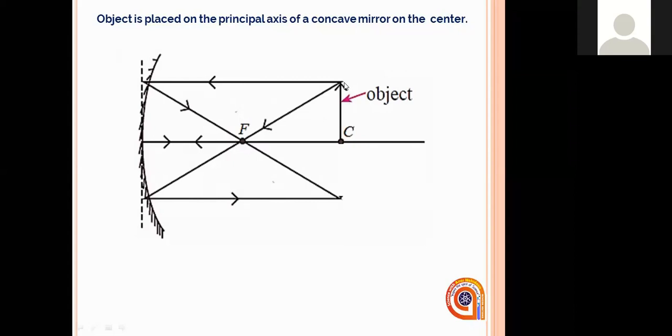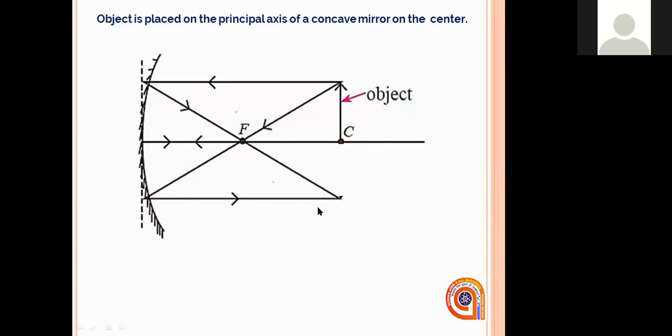When we are keeping the object on the center of curvature, again two rays I am taking, one parallel. Parallel will be moving along the focal point. And the other one I am taking, since it is kept on the center of curvature, I am going to take it from the top of the object along the focal point. So along the focal point, it should be reflecting back parallel.